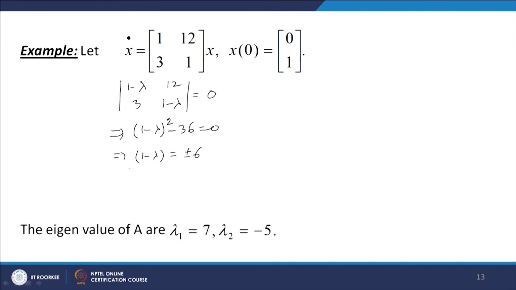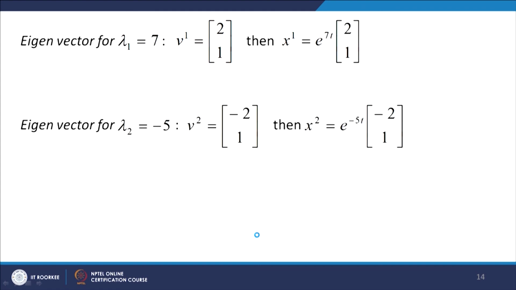So when you take 6 here, then we get lambda equal to 1 minus 6, so minus 5. And when you take minus 6 here, then 1 minus lambda equal to minus 6 gives you lambda equal to 7. So we get 2 eigenvalues of lambda, 7 and minus 5, and they are both real and distinct. So corresponding eigenvectors will be linearly independent. For lambda 1 equal to 7, it turns out that b1 is (2, 1). So x1(t) is e to the power 7t into (2, 1), and lambda 2 equal to minus 5 gives you b2 equal to (minus 2, 1). So x2(t) equal to e to the power minus 5t times (minus 2, 1).